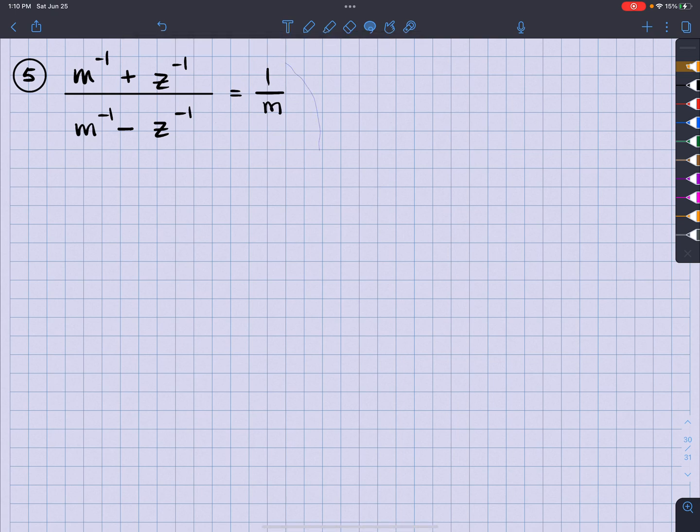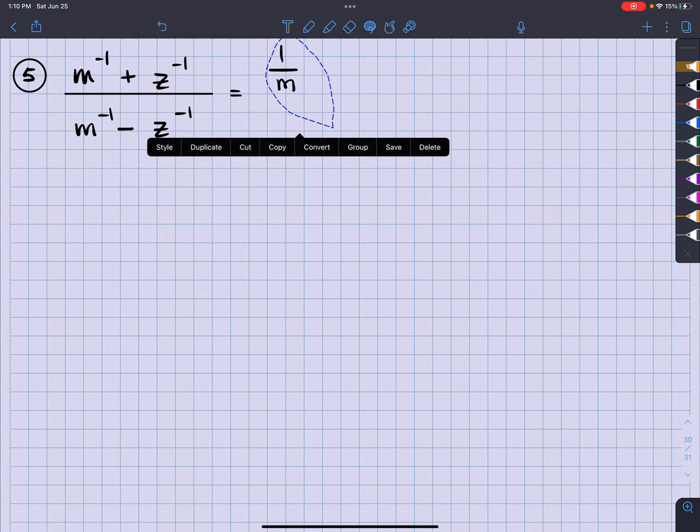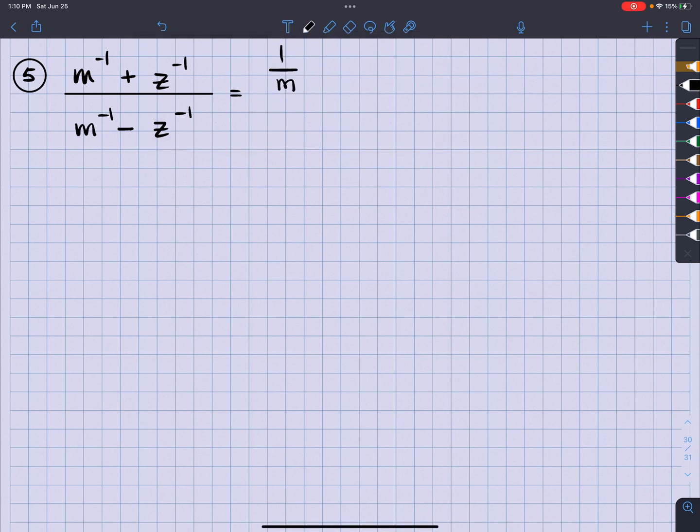Oopsies. So that is going to be the very first one here. So now I got to do plus. And z to the negative 1 is going to be 1 over z, because the z doesn't like being on top. This m doesn't like being on top as well. And this z doesn't like being on top as well. Okay? They all don't like being on top. All right.